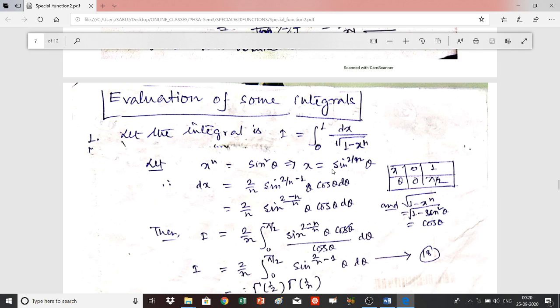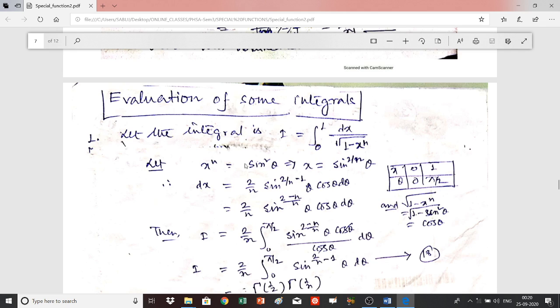and then dx is equal to, differentiate this, 2 by n will come first, then sin to the power 2 by n minus 1 theta, then the differentiation of sin theta will give you cos theta. So dx is equal to 2 by n sin 2 by n minus 1 theta cos theta d theta. And from here 1 minus x to the power n is equal to 1 minus sin square theta, that will give you cos theta.